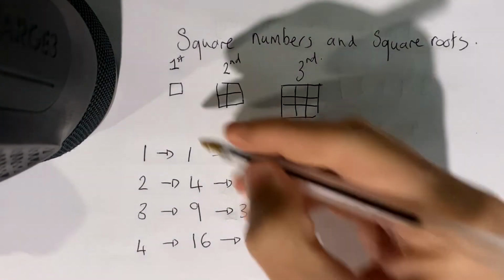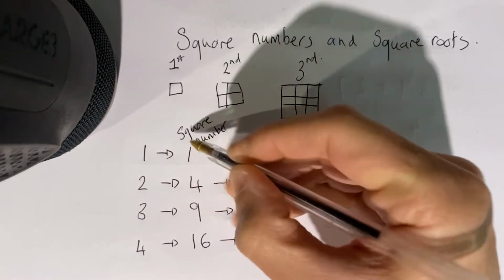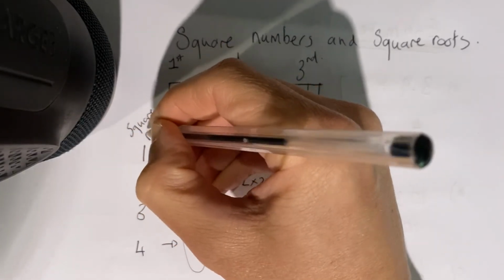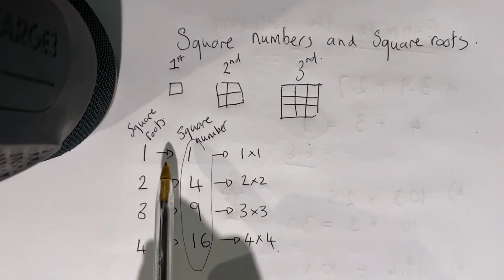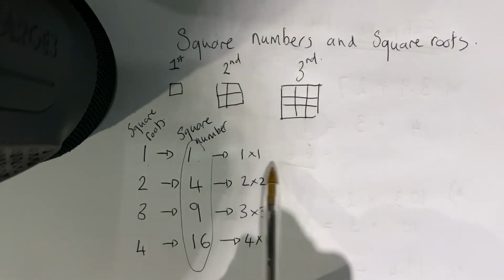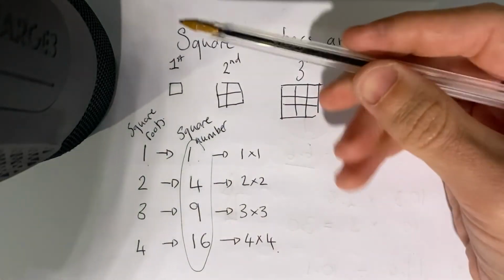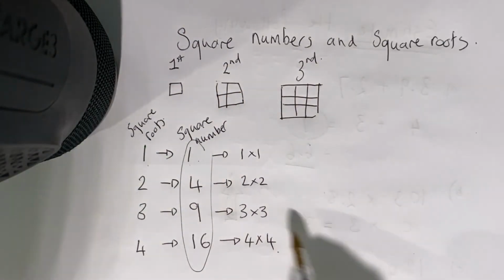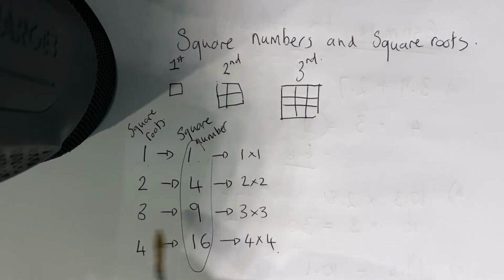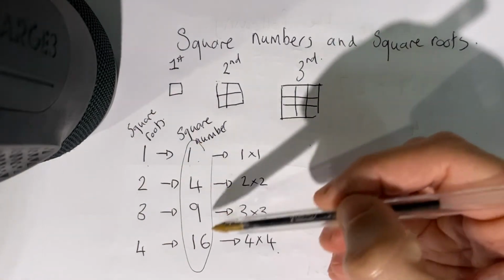So when we look at these, we would call this the square number. These are the square numbers, and these are the square roots. These are the roots because it's the roots that the square number came from. So this square number appeared because 1 times 1 makes 1. This square number, 4, appeared because 2 times 2 gives us 4. And this one here, 9, is the square number because 3 times 3 gives us 9.